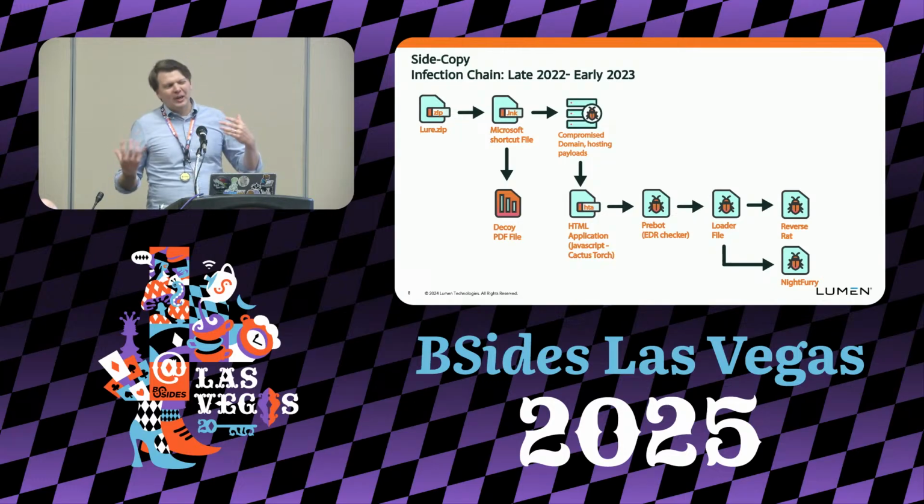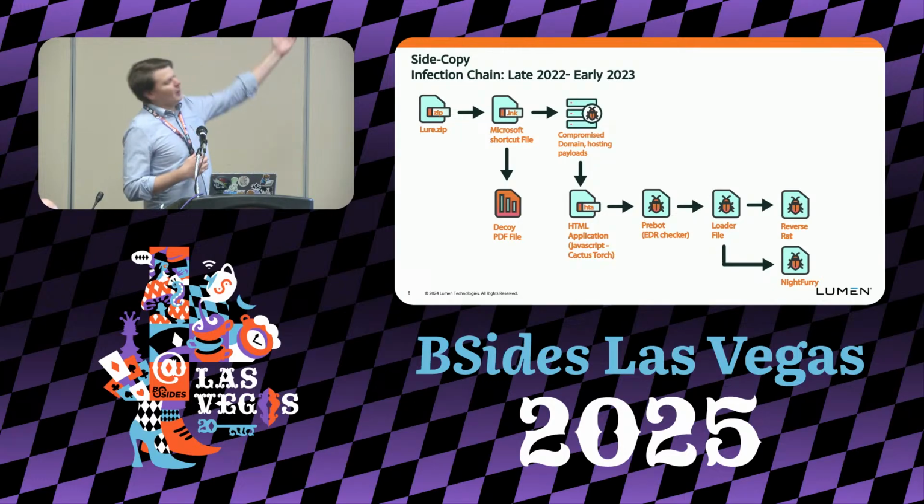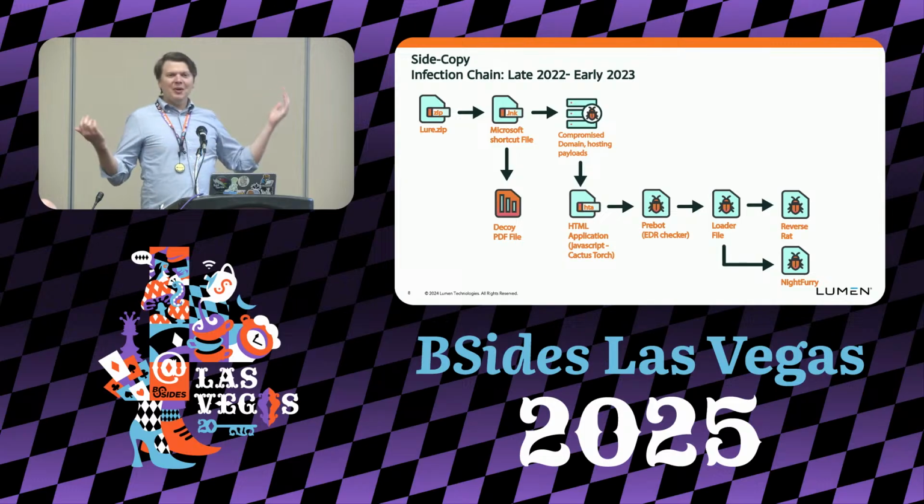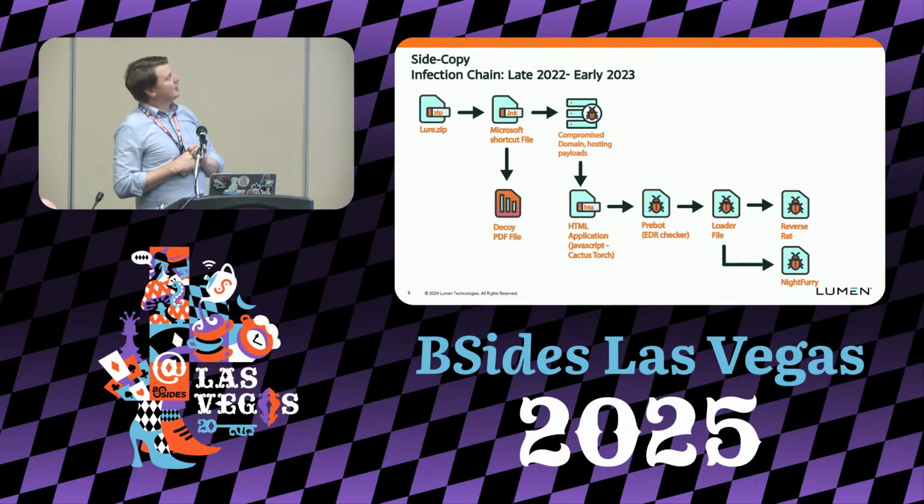Now, the slightly more in-depth version of how that all worked looked a lot more like this. Since we do have a full 45 minutes, we'll go over all this. They were sending these zip files as a phishing lure. Once you unpack that zip file, you would get this Microsoft shortcut file or a link file, LNK.